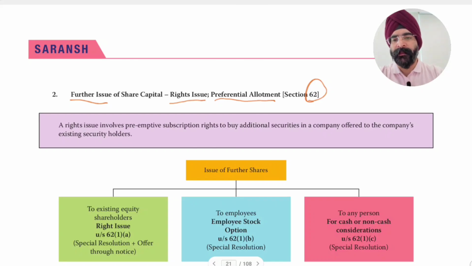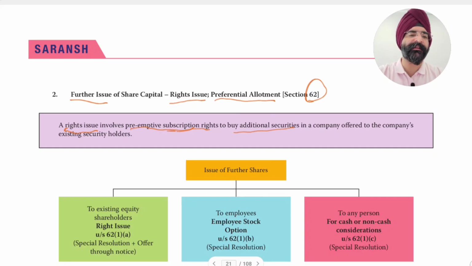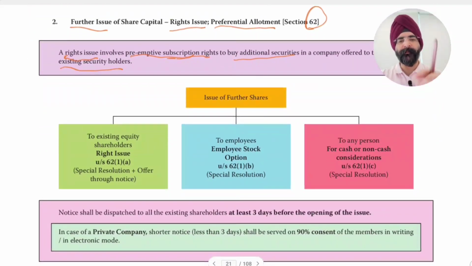Those who are identified, their names are placed before the board and they are made an offer to subscribe to the shares of the company. A rights issue involves preemptive subscription rights. Here we have preemptive subscription rights to buy additional securities in the company offered to the company's existing security holders. So existing security holders have preemptive subscription rights to buy additional securities of the company.